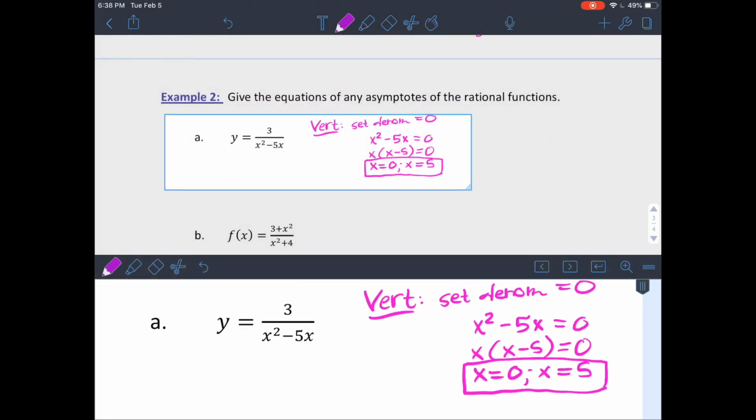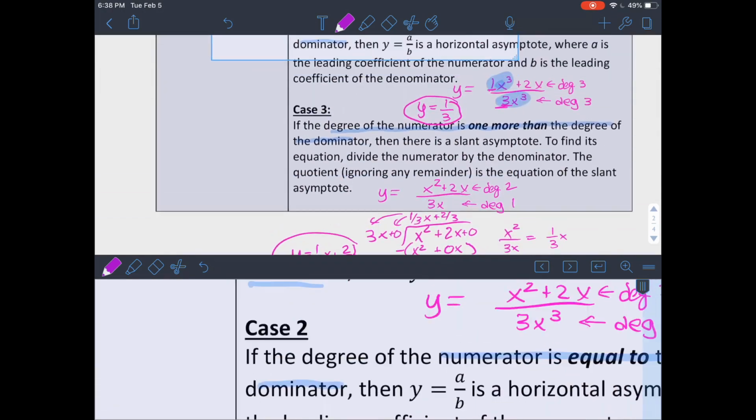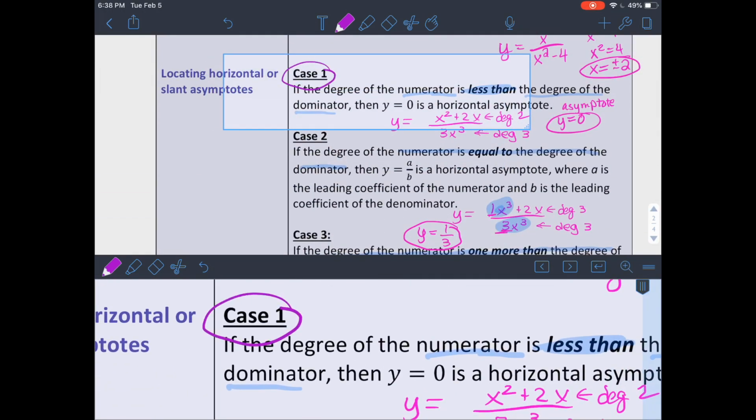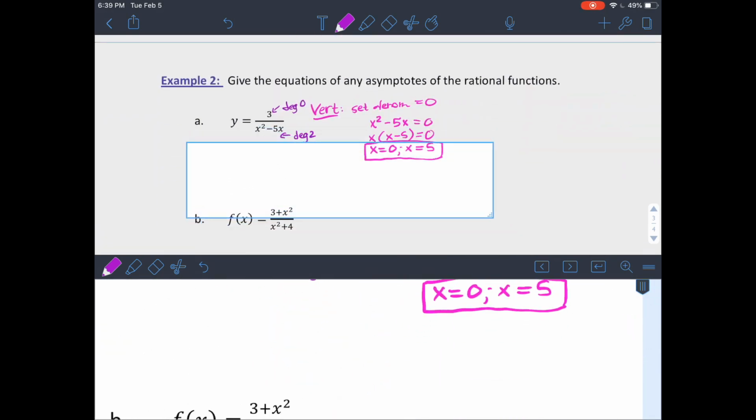To determine any horizontal or slant asymptotes, I need my degrees. So constant's degree 0, bottom, that's degree 2. Well, if you look at your 3 cases, we're in case 1. Degree on top was smaller than the degree on bottom. That automatically is going to imply that our horizontal asymptote is y equals 0.